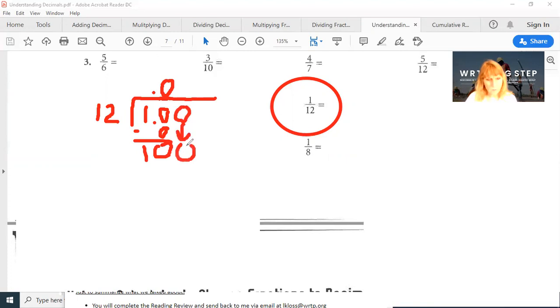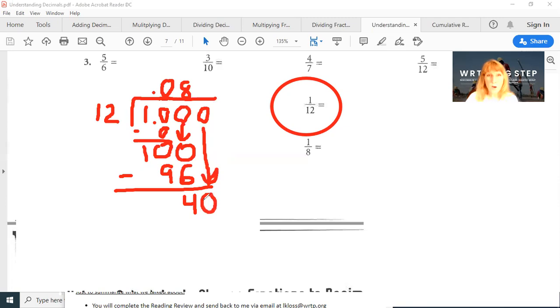So how many 12s go into 100? I believe it's 8, because 12 times 8 is 16, carry the 1, 96, and that's as close as we're going to get. So 100 minus 96 is 4. We're going to keep going. We haven't gotten to anything that repeats yet, and we haven't gotten to a 0 remainder. So we're going to bring down another 0. How many 12s go into 40? 3. Right? 3 times 12 is 36. So 40 minus 36 is going to be 4.